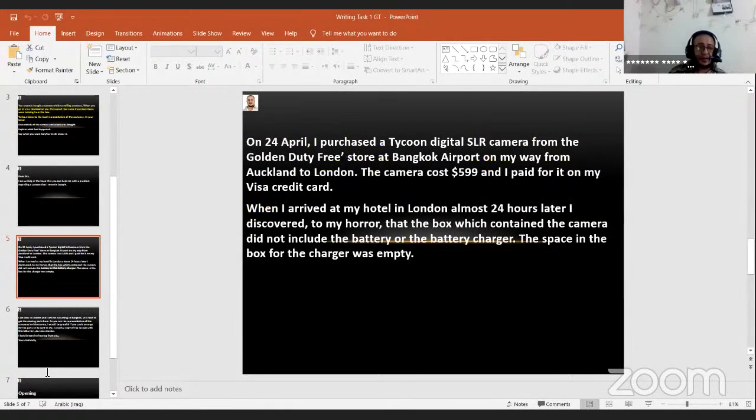On the 24th of April, I purchased a Tycoon digital SLR camera from the Golden Duty Free store at Bangkok Airport on my way from Auckland to London. The camera cost $599 and I paid for it on my Visa credit card. When I arrived at my hotel in London, almost 24 hours later, I discovered, to my horror, that the box which contained the camera did not include the battery or the battery charger. The space in the box for the charger was empty.